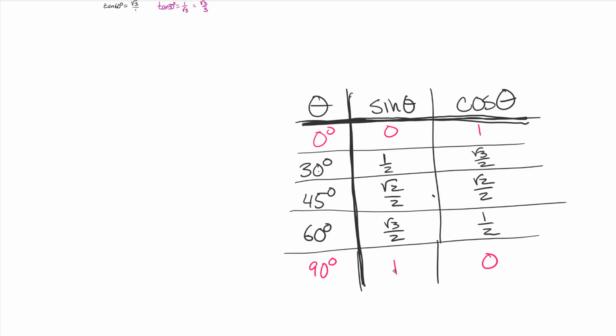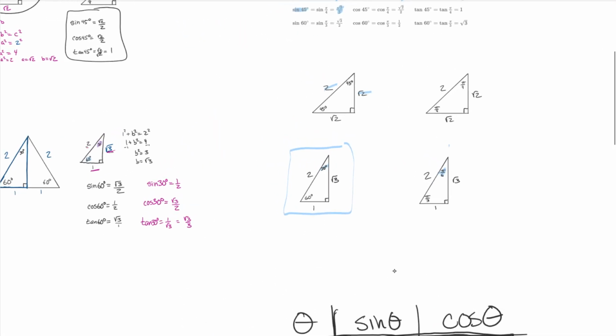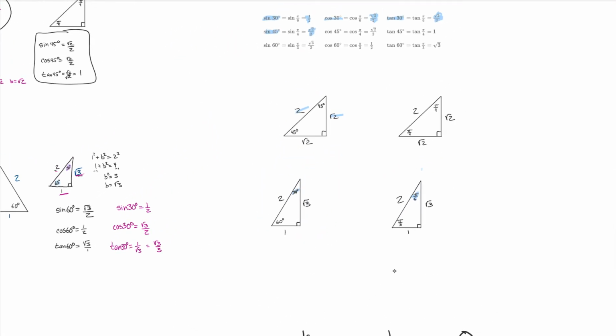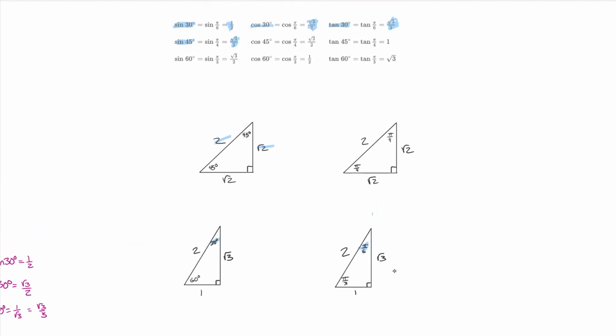So there's the beginnings of our common ratios. I would get these triangles memorized. We use them as something to reference back to. We actually call these reference angles: 30s, 45s, and 60s, or pi over 6s, pi over 4s, and pi over 3s.